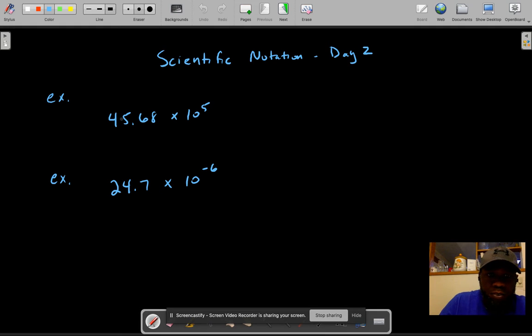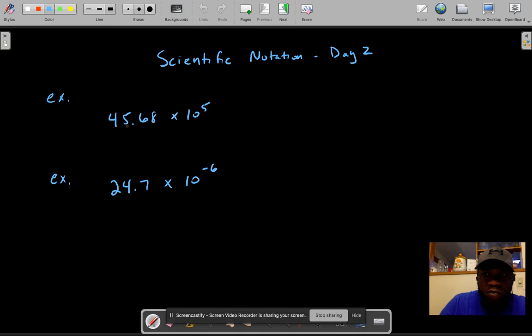Now the issues become, okay, looking at this, we have 45.68 times 10 to the power of 5. We talked about that yesterday, basically saying, okay, yeah, we have 10 to the power of 5, so we take this decimal point and we move it 1, 2, 3, 4, 5 spots. We add some zeros and we're done for the day.